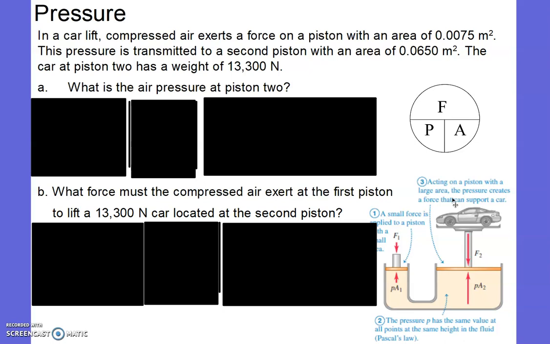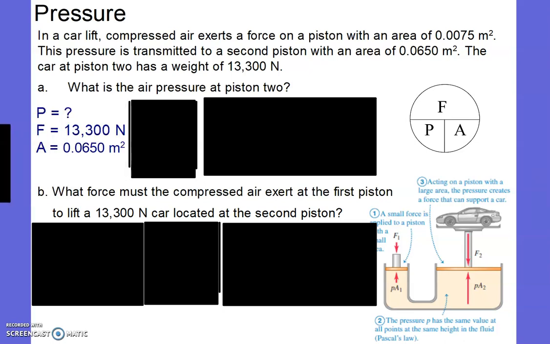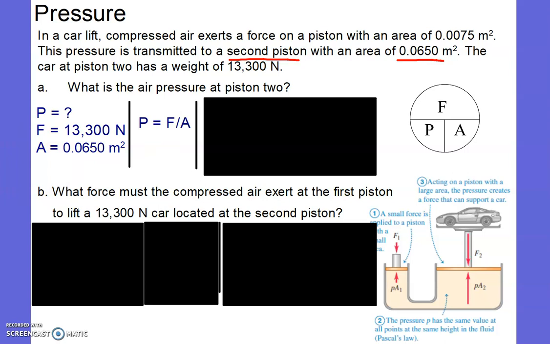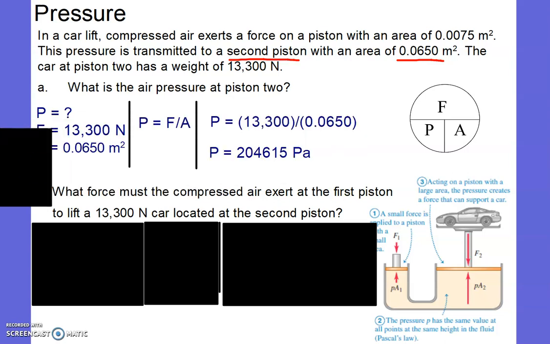Okay, welcome back. What you should have is that at the second piston, we have a force of 13,300 newtons. That's the weight or force of the car. The area at the second piston is 0.065 square meters. In order to solve for the pressure, we are going to divide the force by the area. When we divide those two numbers, we get a pressure of 204,615 pascals.